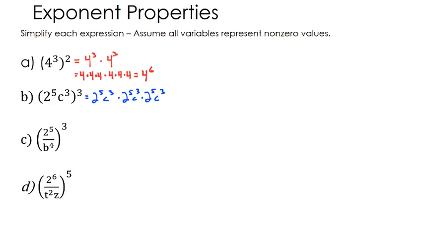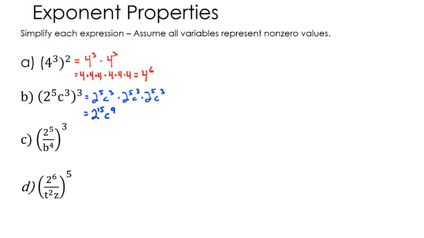But hopefully you see where it's going. If I have 5 2's being multiplied there, 5 2's being multiplied there, and 5 2's being multiplied there, we really have 2 to the 15th power. And then hopefully you can extend that logic to the c values. If I have c times c times c, c times c times c, and c times c times c, that's really c to the 9th.